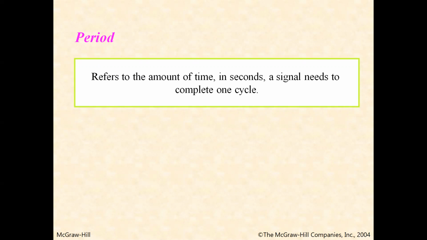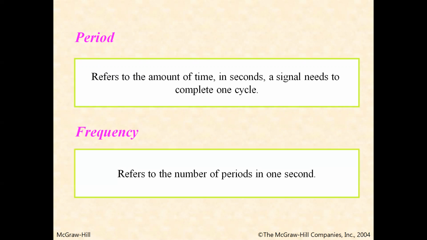Now, what is the period of a signal? Period refers to the amount of time in seconds a signal needs to complete one cycle. After this slide, we will take an example. And what is frequency? Frequency refers to the number of periods in 1 second.